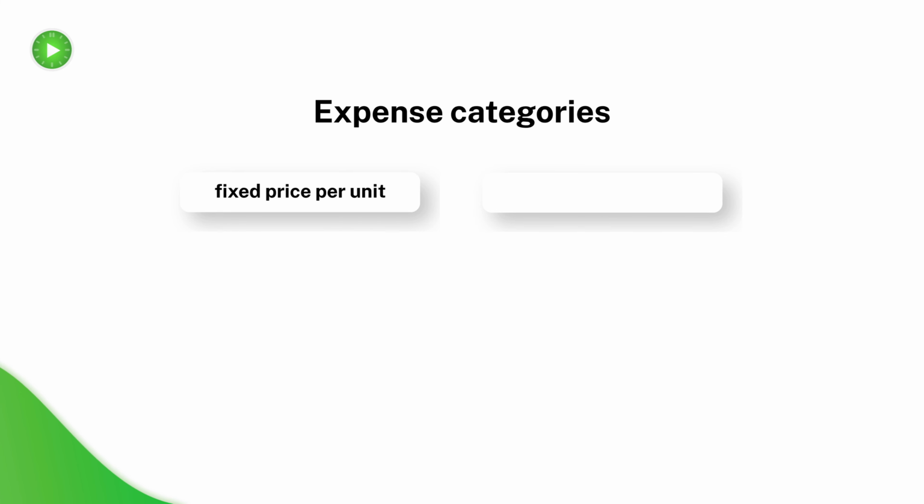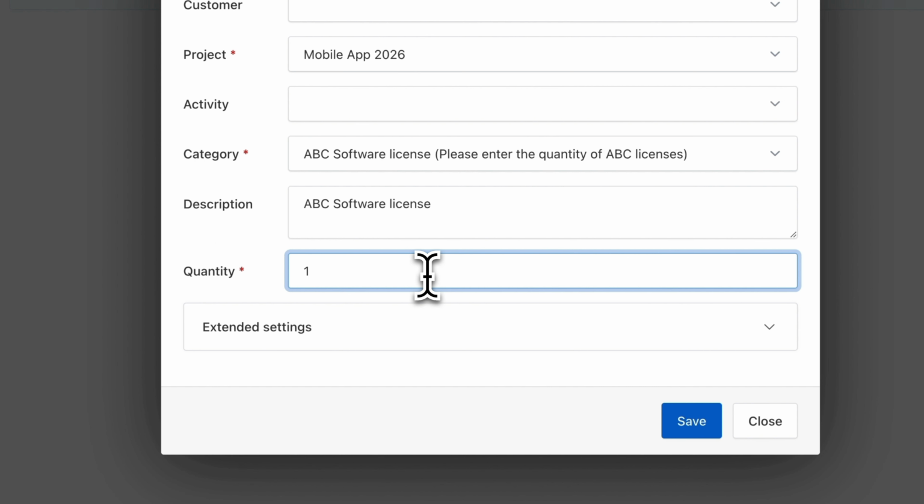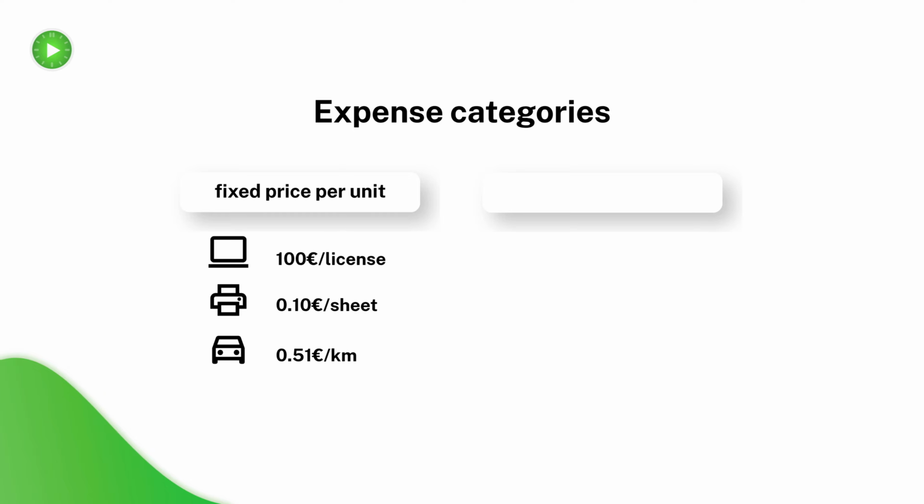This is perfect for things like a monthly or yearly license, printing cost per page, or car trip cost per kilometer. The price per license, sheet of paper, or kilometer is predefined in the category as some money amount per one unit. When you create an expense, you simply enter the quantity, and Kimai automatically calculates the expense total as quantity times price. This lets you standardize common costs and make expense entries fast.